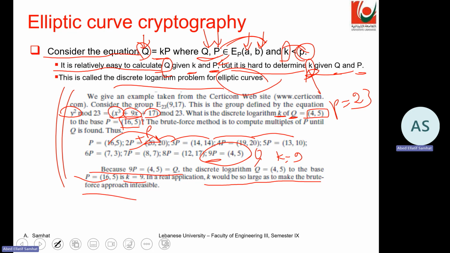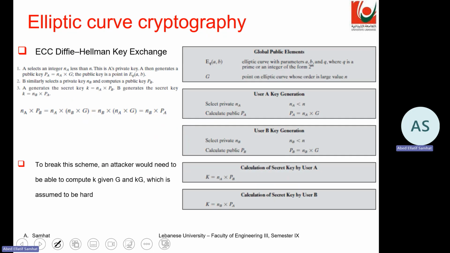In this case, it will be very difficult to attack and to find the value of K if we are using such a large number. Okay, so this is the idea here. If we want to use the elliptic curve cryptosystem, we can use it for key exchange following Diffie-Hellman.